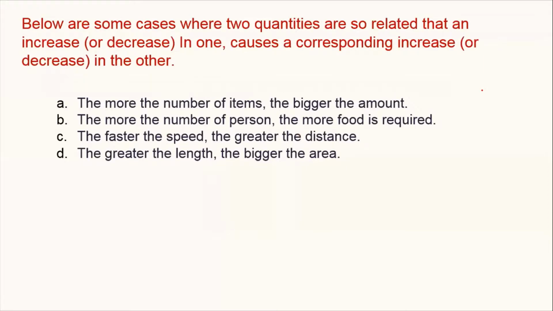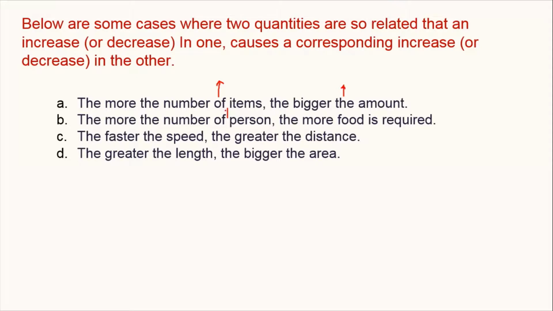Now, below are some cases where two quantities are so related that an increase or decrease in one causes a corresponding increase or decrease in the other. We have here letter A. The more the number of items, the bigger the amount. This one is very applicable if you are in a grocery store. If you're going to buy many items, if you're going to put many items in your basket, of course, the amount will be bigger. So, if there is an increase of items, the amount will also increase. So this one is the direct proportion. Another example, the number of persons, the more the number of persons, the more food is required.